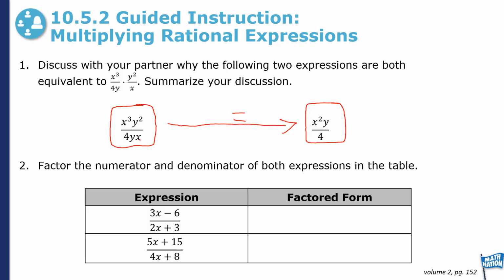Okay, so let's look at number 2. Let's factor the numerator and denominator of both expressions in the table. So let's do the first expression. We have 3x minus 6 over 2x plus 3. So let's take our numerator, the top expression, 3x minus 6. We have to say to ourselves, what's the greatest common factor between 3 and 6? Give you a second. That's right, 3. So we should end up with 3 on the outside when we're factoring, because that's what we're factoring out, dividing out. And in parentheses, we will have x minus 2.